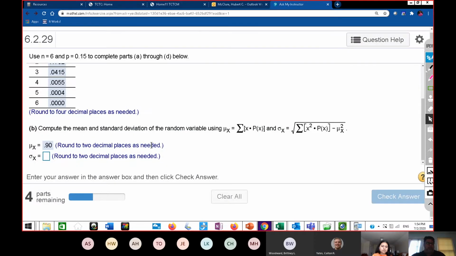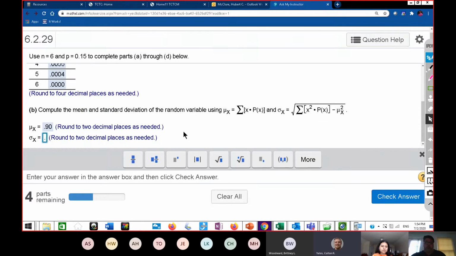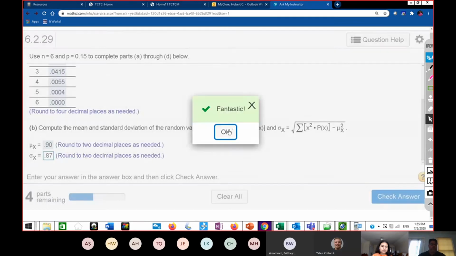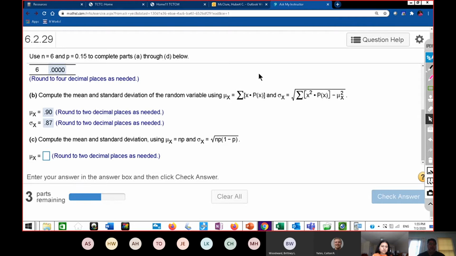And give me the standard deviation. 0.87. And that's done on the calculator? Did you do yours on the calculator? Yes, sir. Okay, now let's do it by hand. By hand means using np and npq.